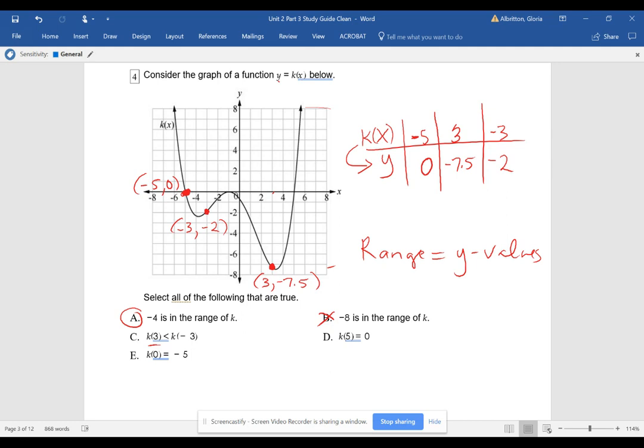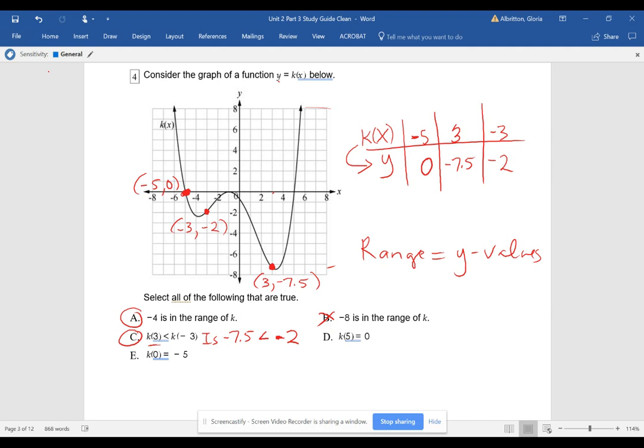So C reads K of 3, which is -7.5, is less than K of -3, which is -2. So the question that this is really asking is: is -7.5 less than -2? And the answer is yes, because the lower you go on the negative side or down below, the smaller you get. So -7.5 is less than -2. That's true.